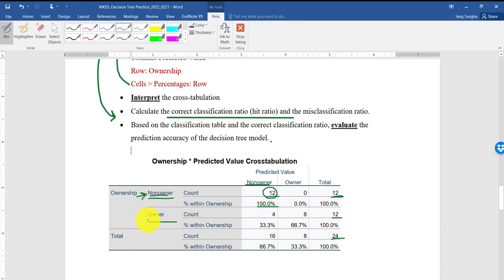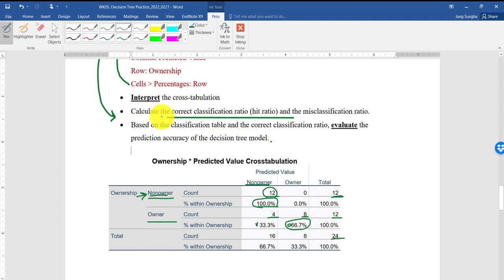In the case of owners, there are 12 owners, and out of the actual 12 owners, 4 of them were predicted to be non-owners, which is not correct. And 8 of them were correctly predicted to be owners, which is good for us. So we interpret the numbers simply: out of non-owners, 100% of them were correctly predicted, and among the owners, 66% of them were correctly predicted to be owners.